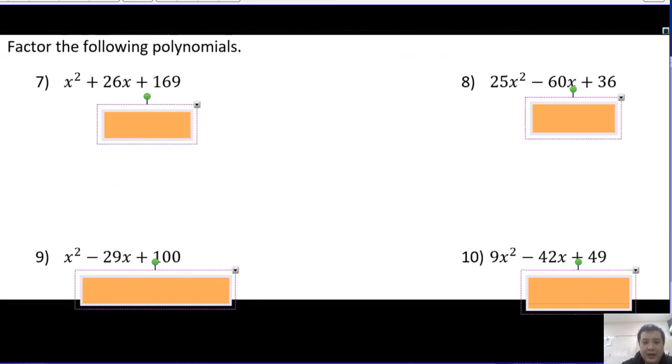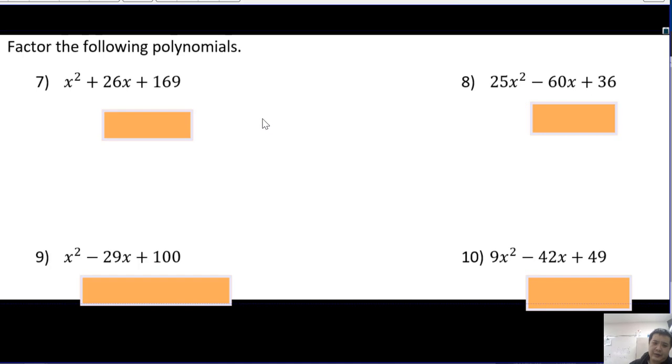Now, knowing that, here we're going to take a look at these 4. Here we have x squared plus 26x plus 169. Let's take the square root of both of these. This is 13, and this is x. And as a result, x times 2 times 13 is 26x. So this is a perfect square trinomial. And because this is a plus sign right here, it's going to be x plus 13 squared.